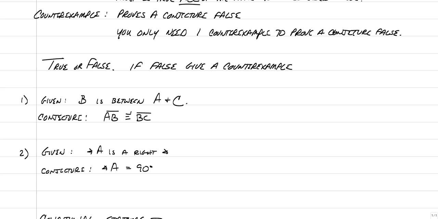So, given B is between A and C. That's what we are given. So our conjecture is going to be that AB is congruent to BC. So think about that for a second. If you say that it is true, then you're wrong. It's false. Check it out.